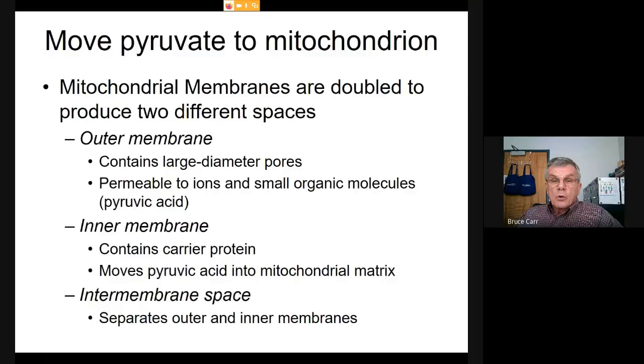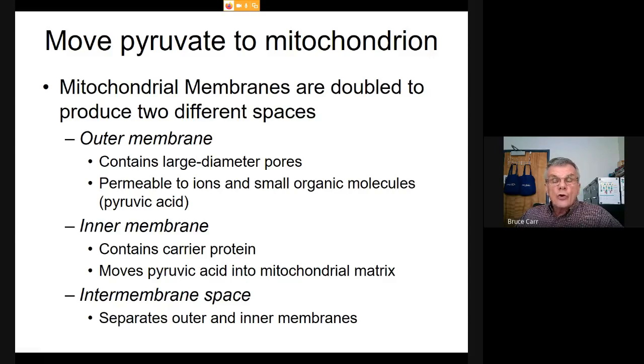Pyruvate is produced when we're talking about glucose. Glycolysis occurs in the cytoplasm. It breaks the glucose into two pyruvate molecules. There are several steps involved in that, breaking a 6-carbon glucose into two 3-carbon pyruvates, or pyruvic acids, and processing them with a net yield of 2 ATP and 2 NADH.